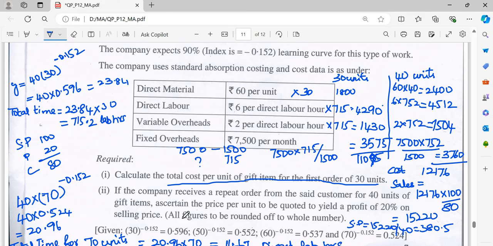So hope this one is a very simple question, but we need to calculate fixed overheads. That's where the trick, entire trick is there. So hope you're clearly able to understand.